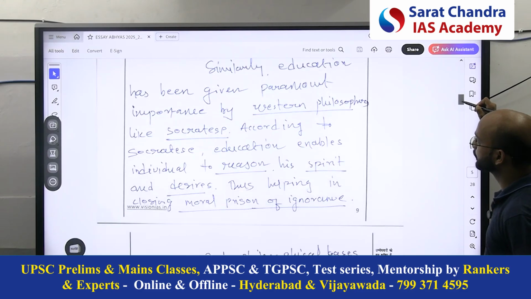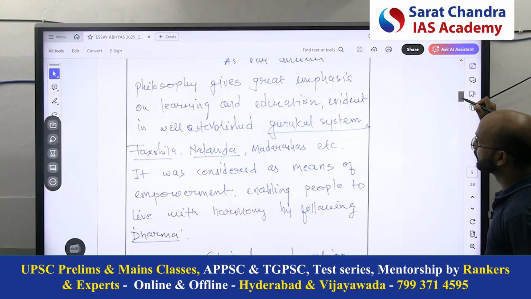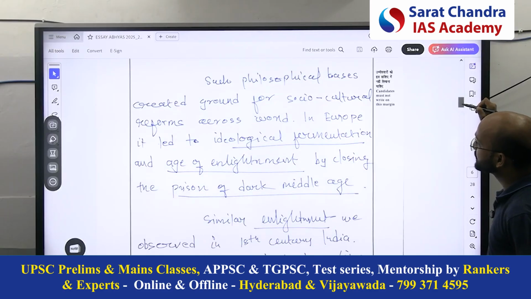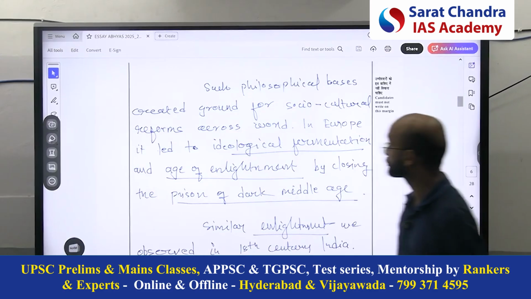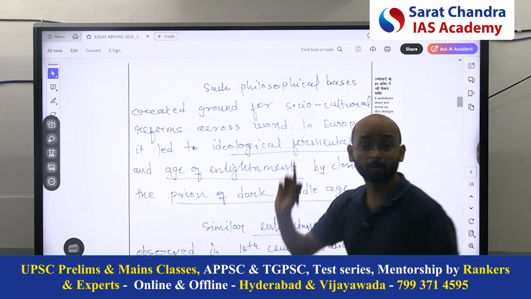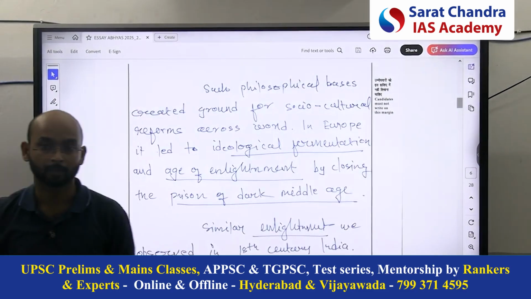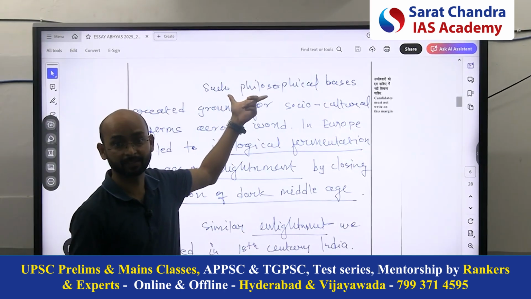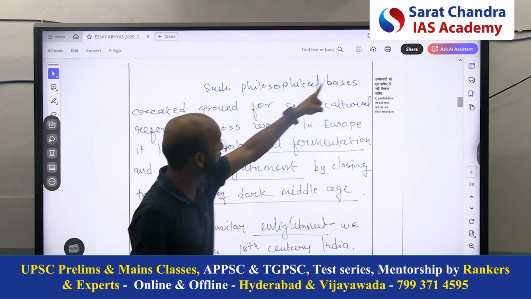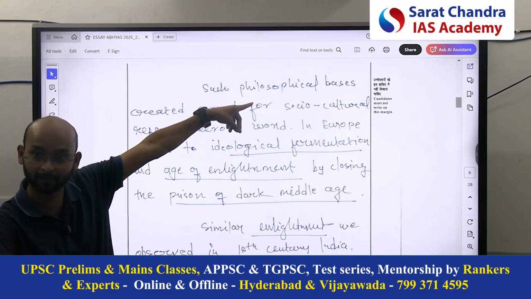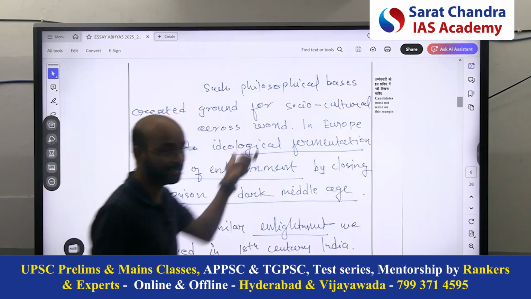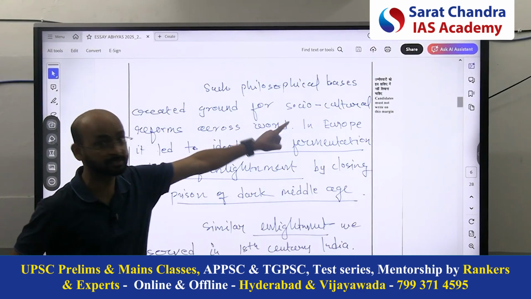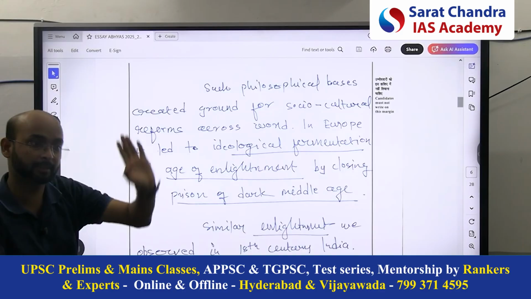And the second thing you can observe here, I'll come to that point later. What I'm saying is that such philosophical basis created ground for socio-cultural reforms across the world. See, this is called the linking of your paragraphs. You can clearly see the flow is there. Why? Because of this first phrase. Such philosophical basis, which I have explained in the previous paragraph, created ground for the socio-cultural reforms across the world. So it linked the previous paragraph with the further paragraph.